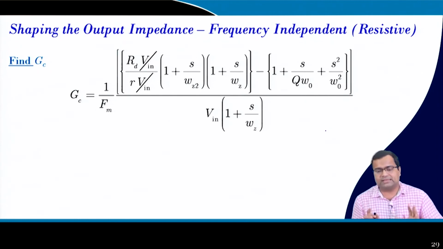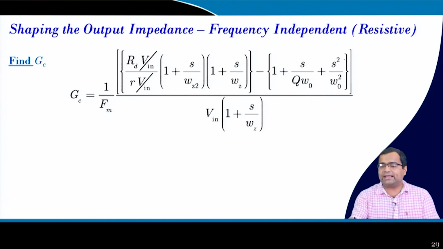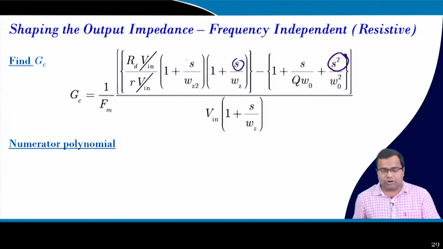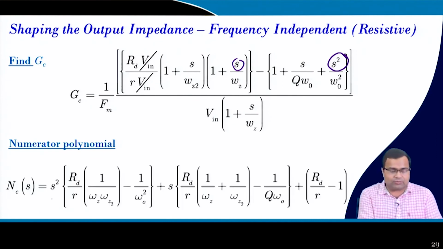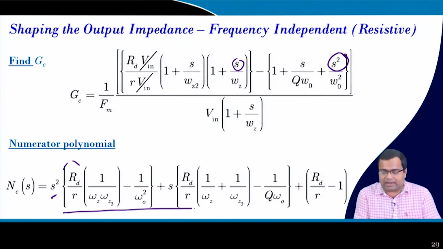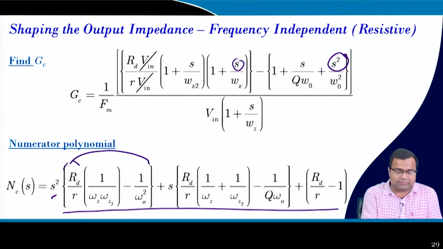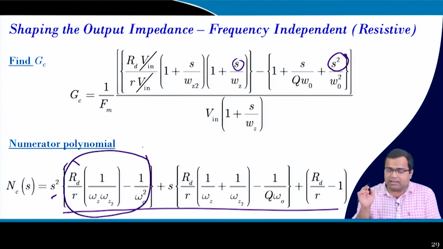Now, since we want a proper transfer function, the s-square term coefficient must be 0. That means, for the numerator polynomial, the s-square term coefficient is related to this. We can separate out the coefficient associated with the s-square term, which is nothing but this term.